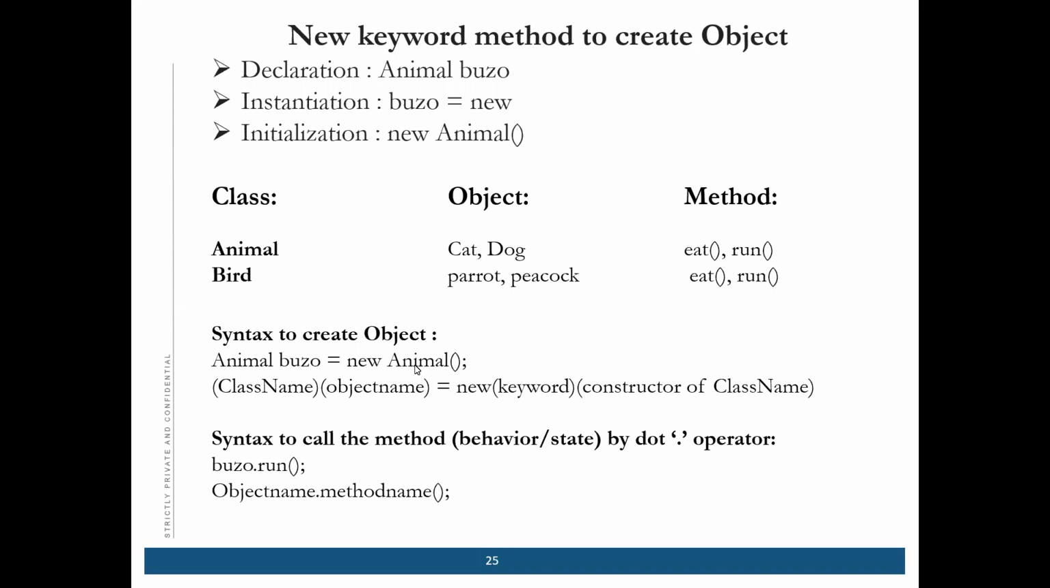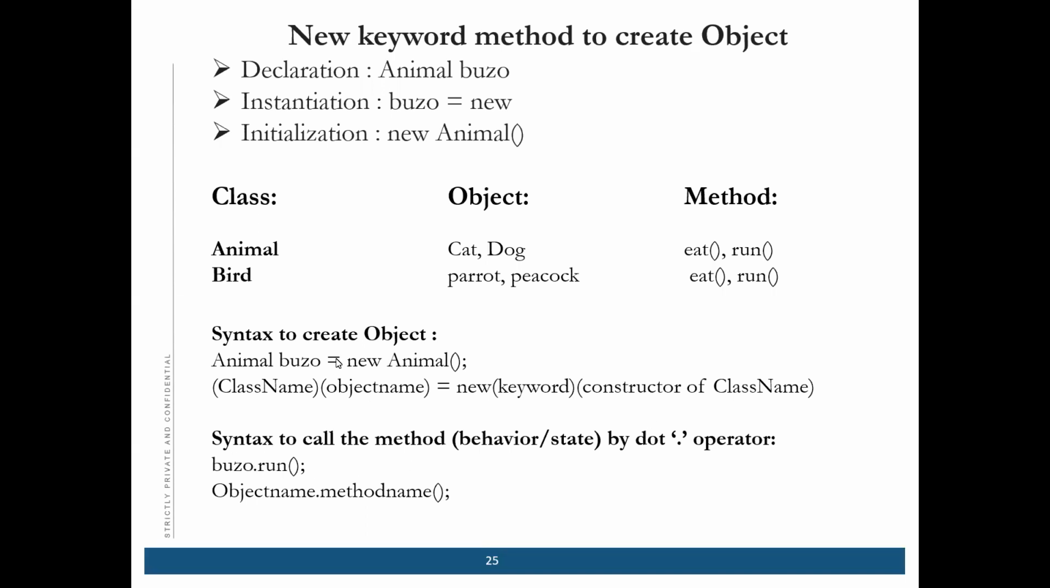Okay, that we will learn in detail, but right now remember that this should have the same name, Animal and Animal, but this Animal has parentheses, an opening and closing bracket, and this is called a constructor. Constructor has the same name as the class name. So that is called a constructor.